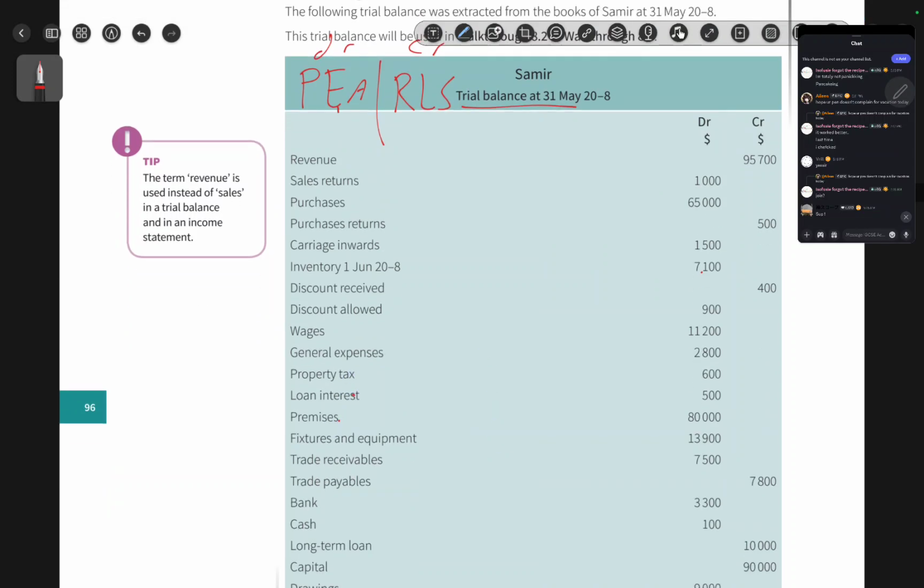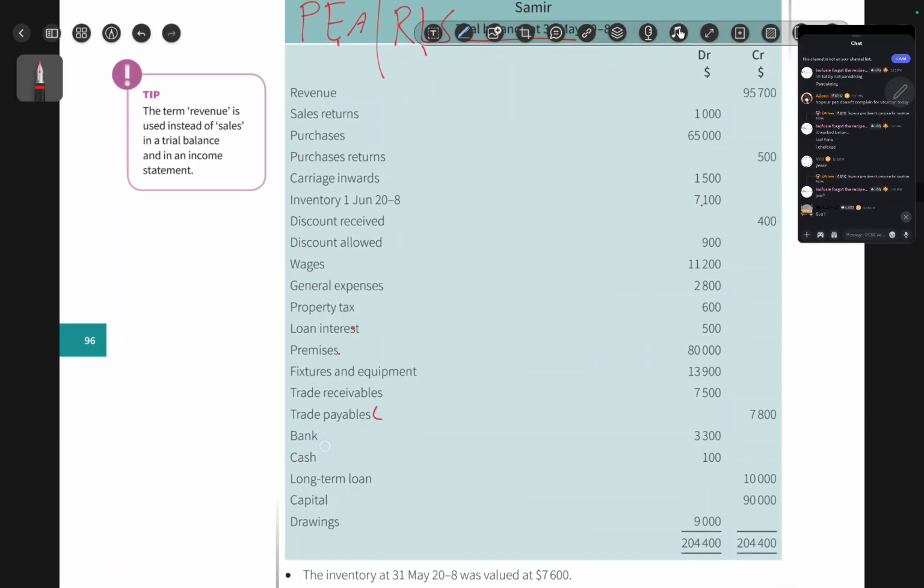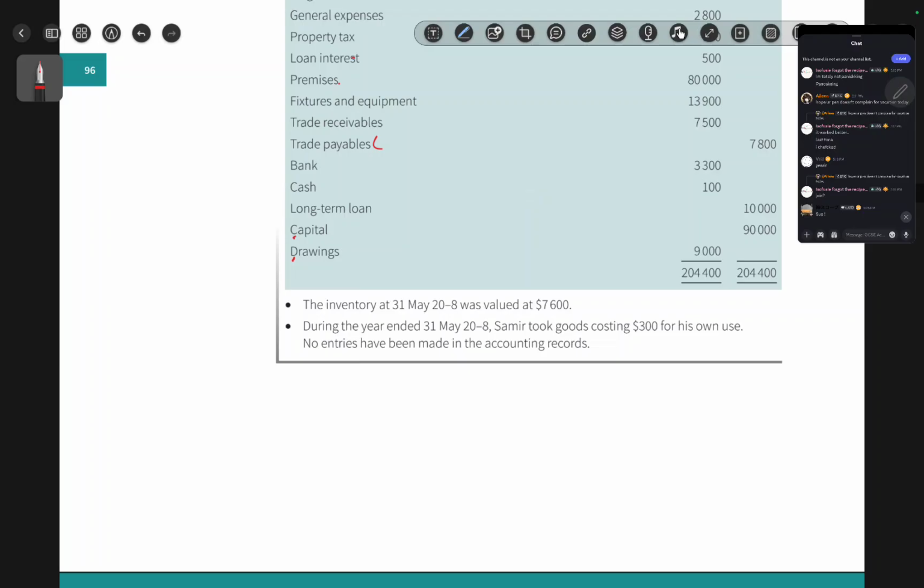Asset, asset, asset, it's a liability, liabilities will be credited. Asset, asset, liability again is a long term, but it's a liability. And then capital on the credit side is like C for capital, C for credit. And drawings on debit side, D for drawings, D for debit.